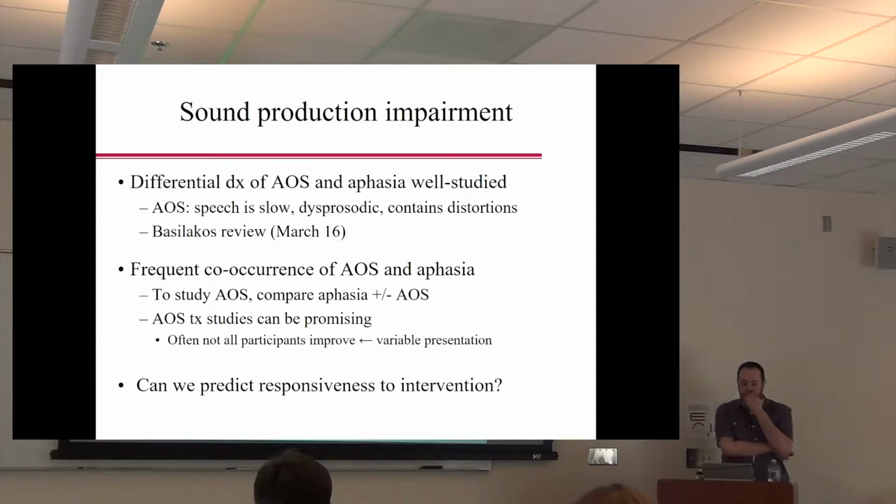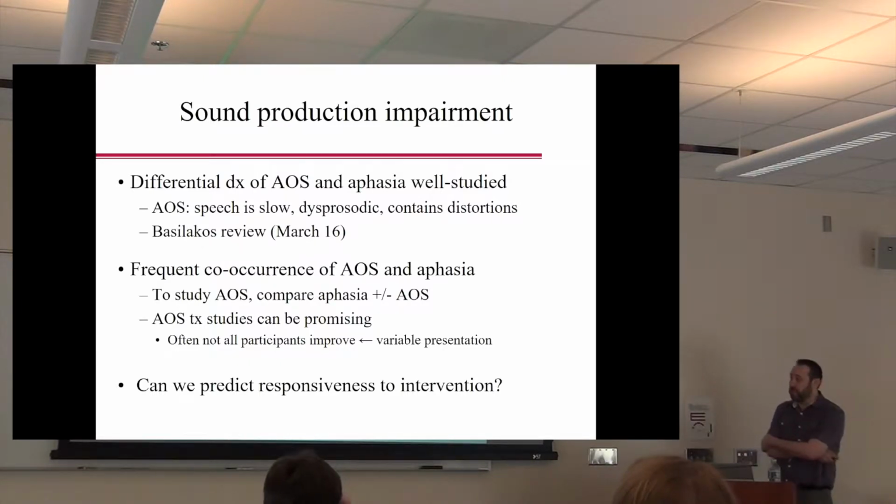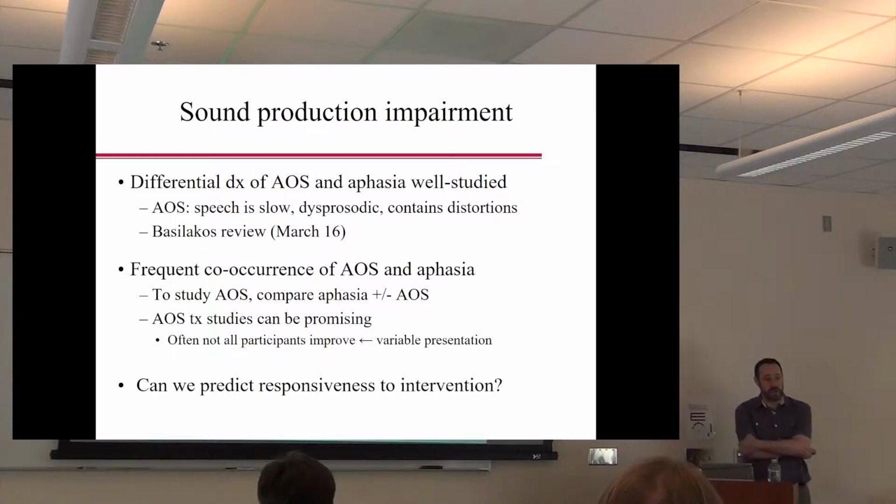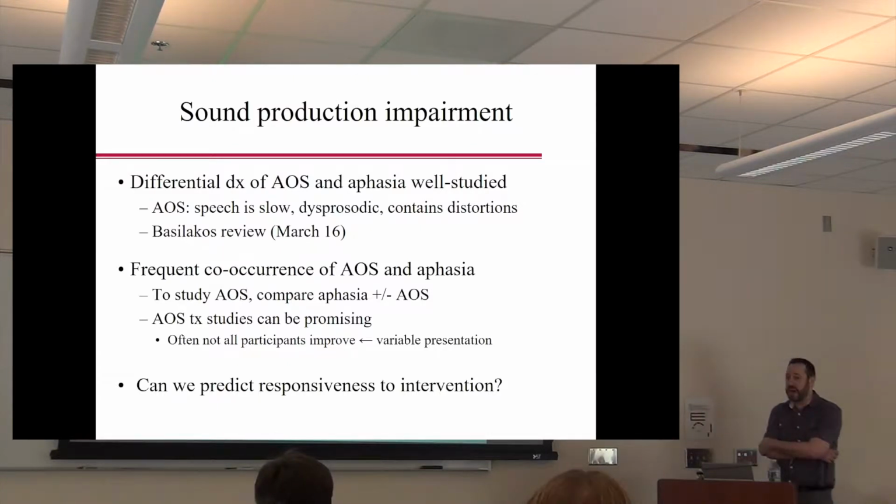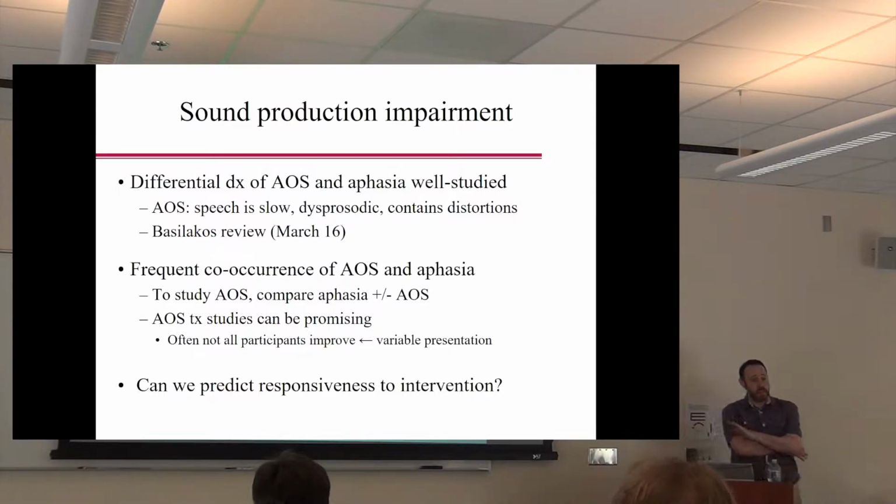The differential diagnosis of apraxia of speech and aphasia has been pretty well studied and widely studied for a number of years. I think the consensus has settled around apraxia of speech. The speech involved tends to be slow, somewhat dysprosodic, and contain distortions of both accurately and inaccurately produced segments. A lot of people have been working on that particular issue. There was a great talk in this talk series from about a month ago by Alex Basilakos, and I encourage you to run to YouTube after this talk and watch that if there's anything that I've left out.